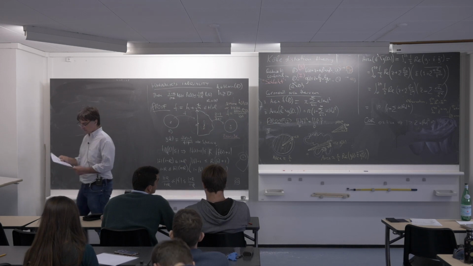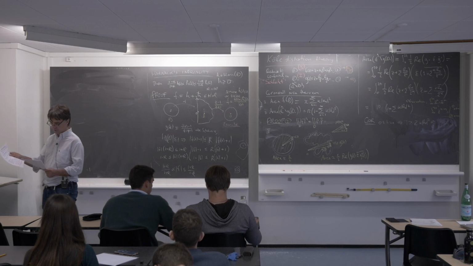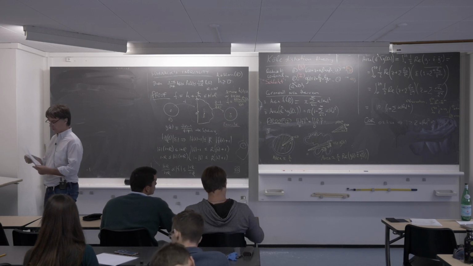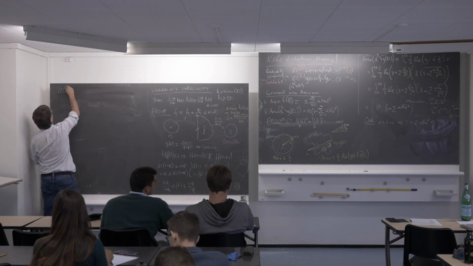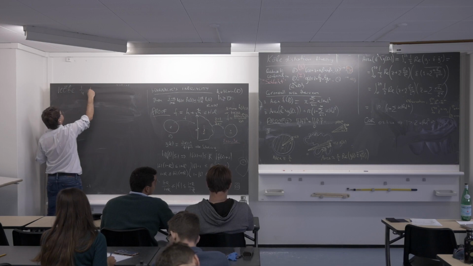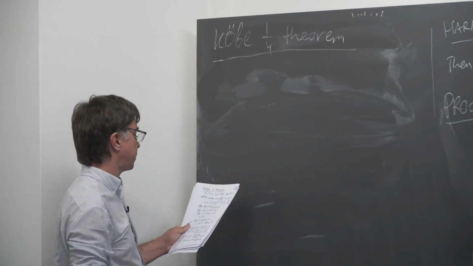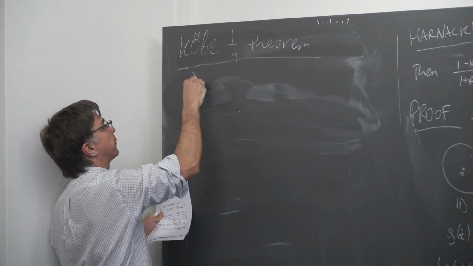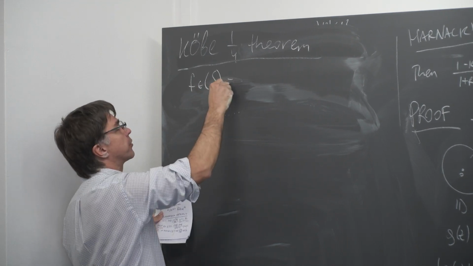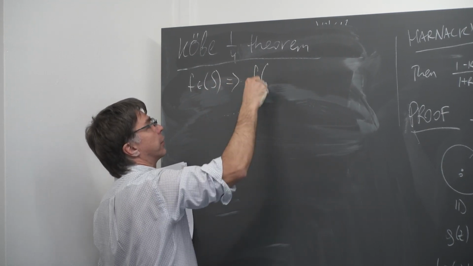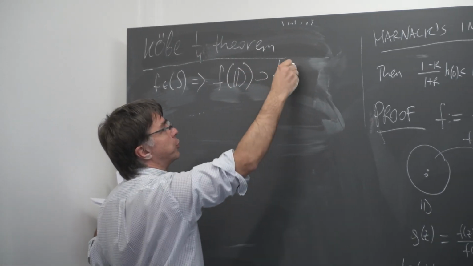So it's the famous Koebe theorem, the Koebe 1/4 theorem. So if f is in this class S, then the image of the unit disk contains 1/4 of the unit disk.